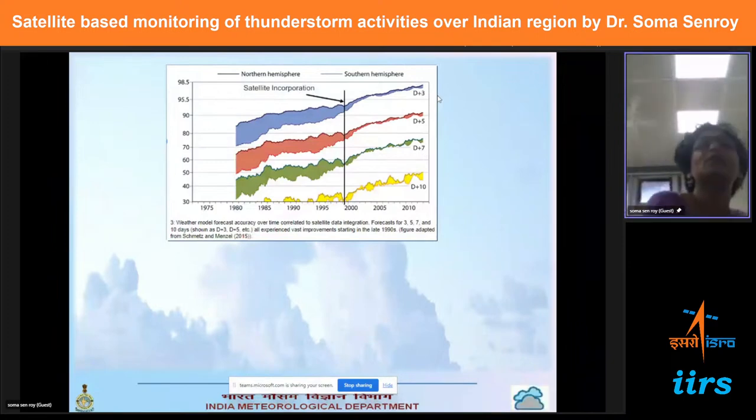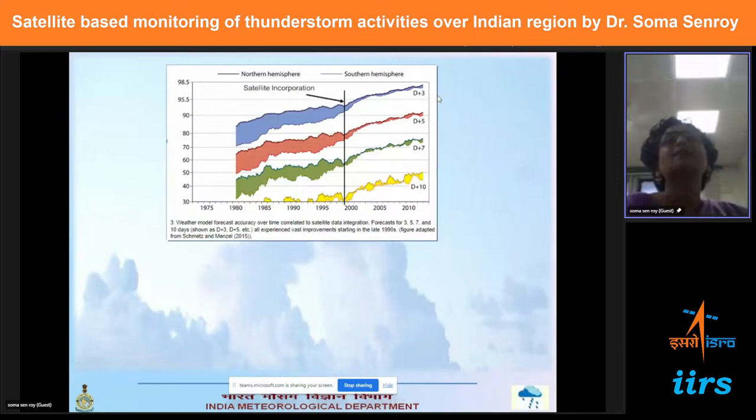Just as an example, I'm showing you ECMWF data improvement. 3-day forecast is in blue, 5-day forecast is in red, 7-day forecast is in green, and 10-day forecast is in yellow. Simultaneously, if you see in this, the upper curve is, say in the blue curve, the upper limit is northern hemisphere and the lower limit is the southern hemisphere.